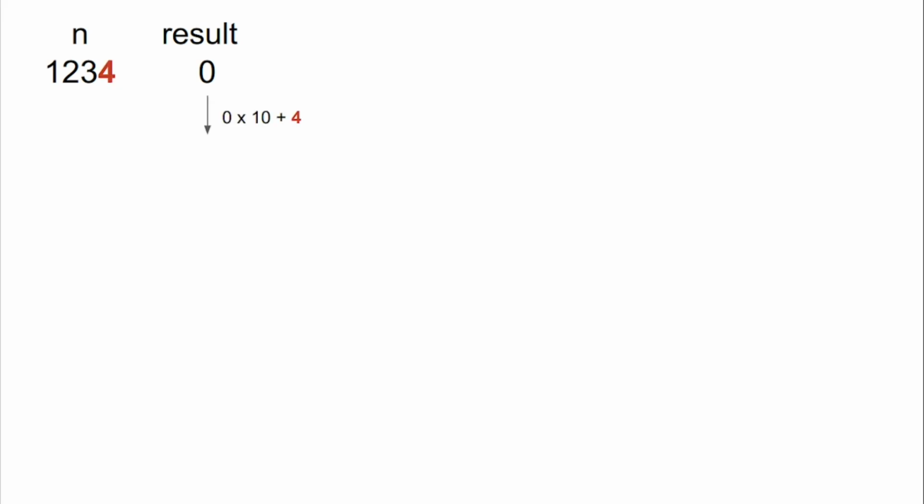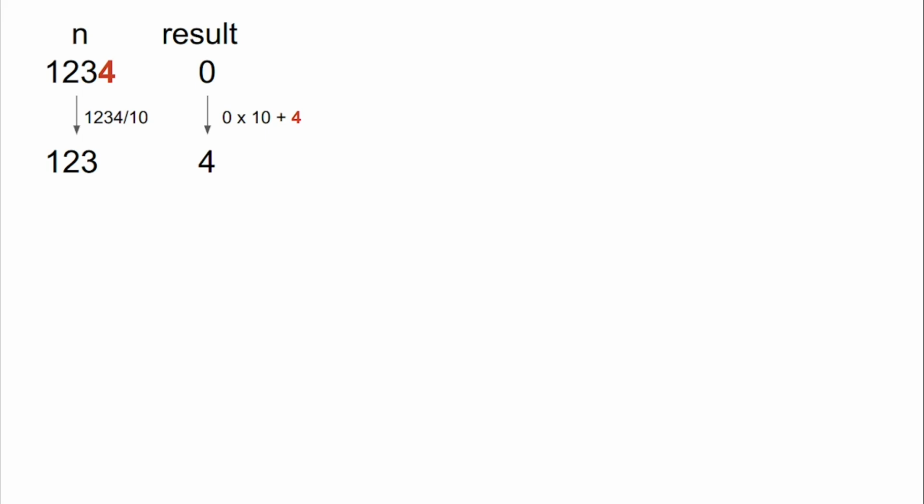So we'll multiply the result by 10, that is 0 into 10, and then we'll add the last digit of the current n, that is 4. On doing this, the result will be 4, and then we'll obtain the new value of n by removing the last digit, that is 1234 divided by 10, which will give us 123 because we are only taking the integer value. So for the next recursive call, n is 123 and the result is 4.